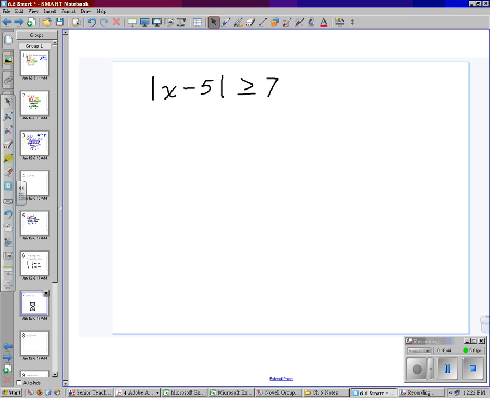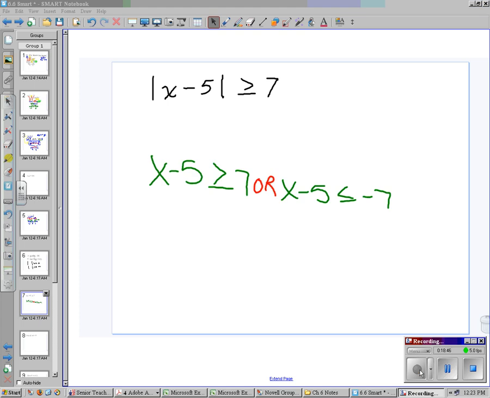Show your neighbor. So Rebecca gave us x minus 5 is greater than or equal to 7, or x minus 5 is less than or equal to negative 7. If you don't have your notes that way, please jot them down. I had Rebecca write them one on one side and one on the other because we have to solve each of the inequalities rather than writing them one on top of another.